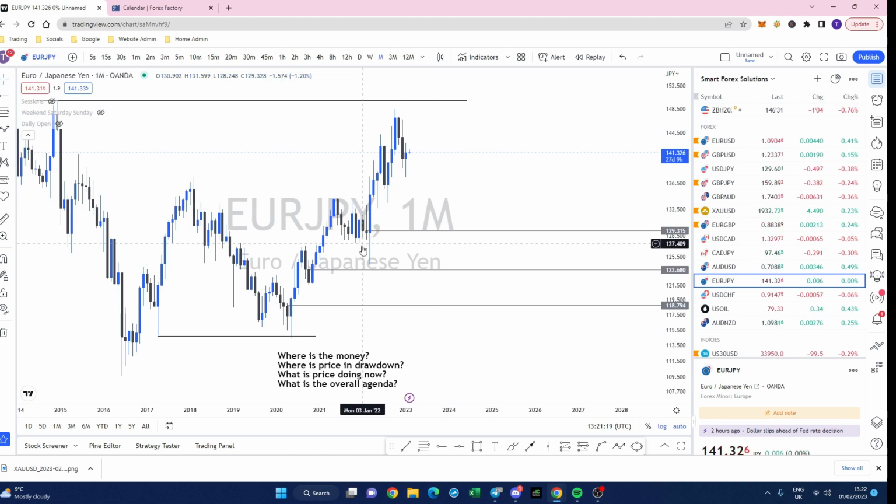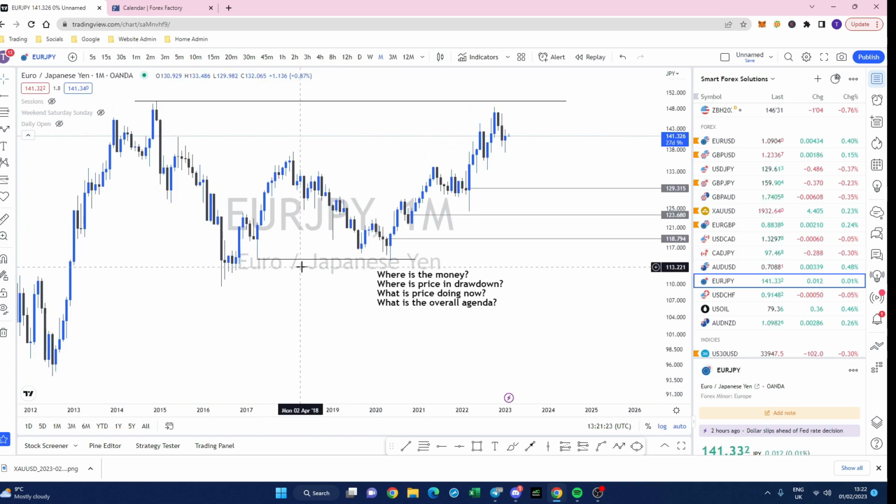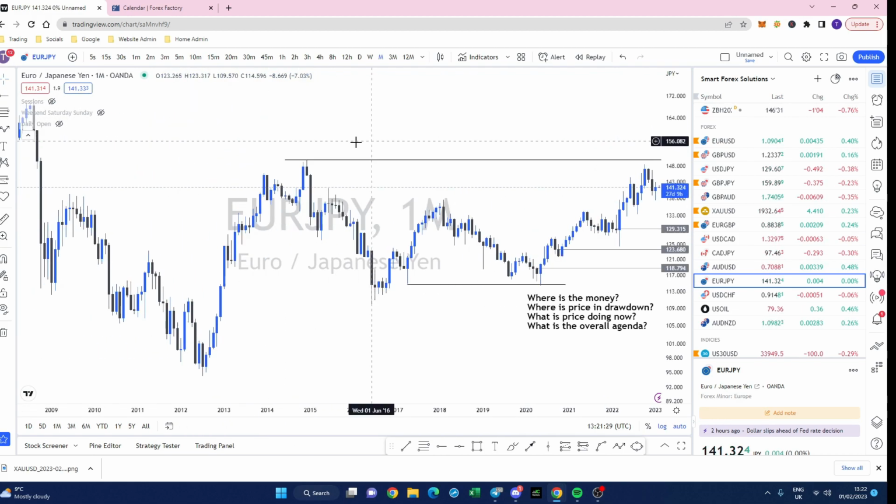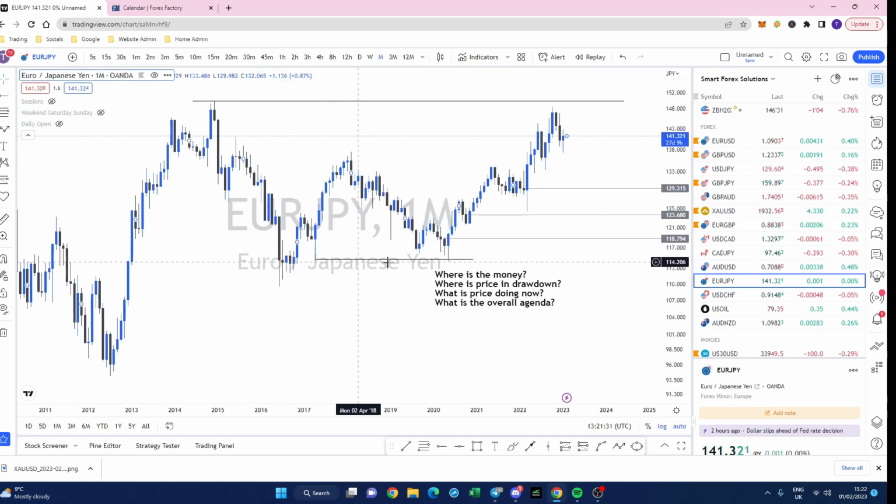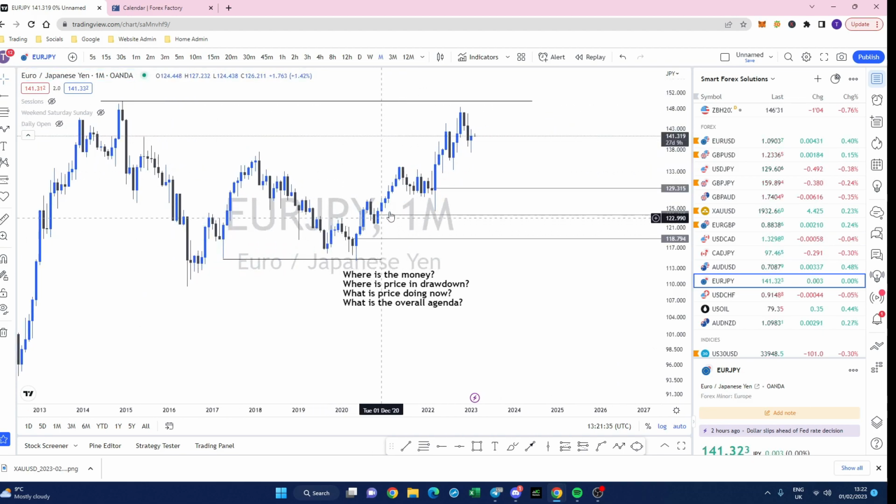So I'm identifying areas where price is in drawdown, and I'm also identifying where there's money in the markets. As well as that, there's this obvious high up here. That's where the money is. We've got liquidity down here as well. So we've got liquidity at both ends, and we're identifying where price is in drawdown.